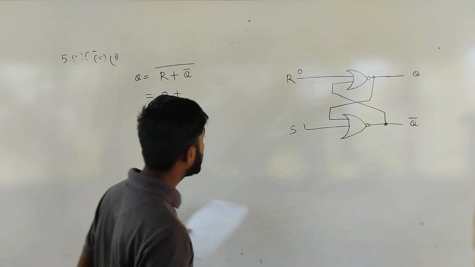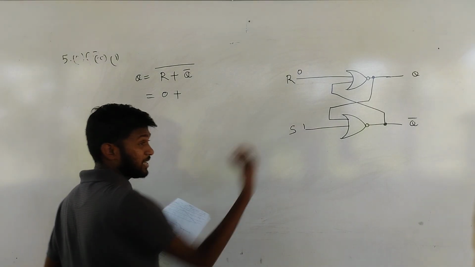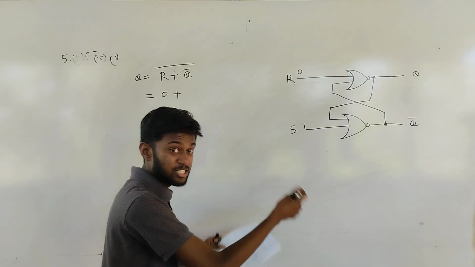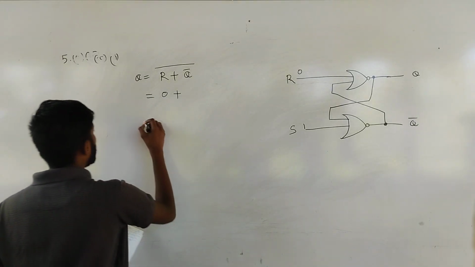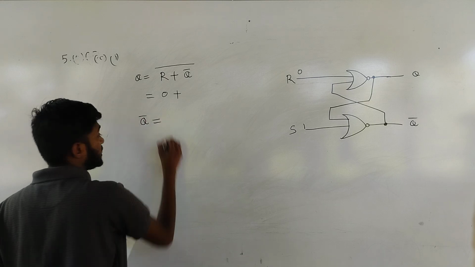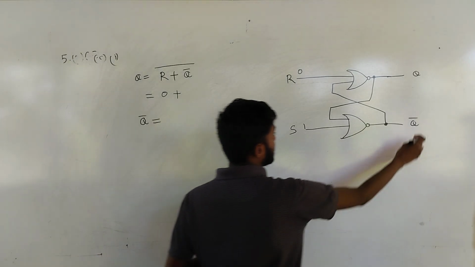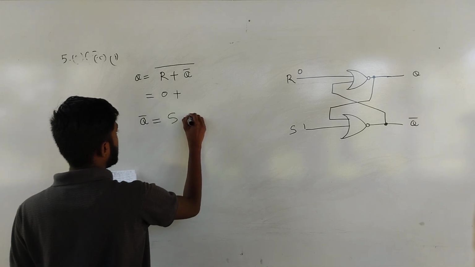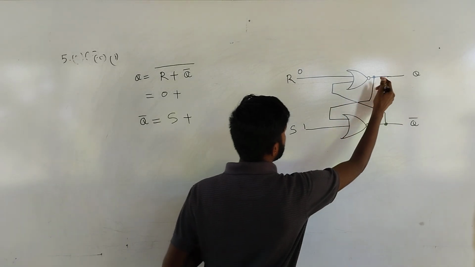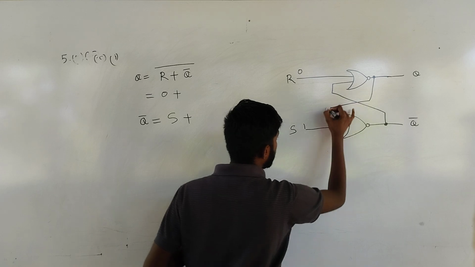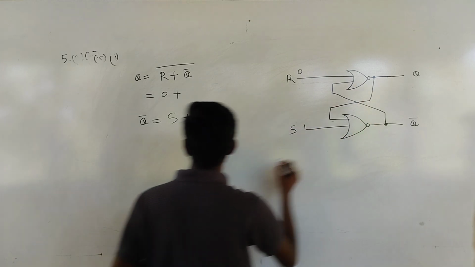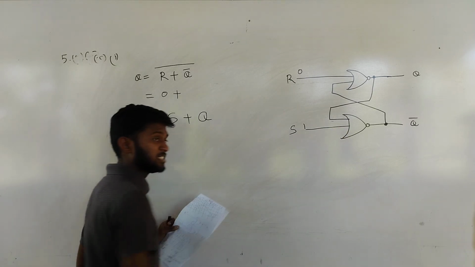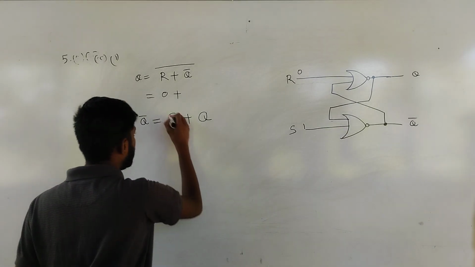So now let us go for Q bar and check it. Without finding Q, dear students, let us find Q bar. So if you know Q bar, the opposite is going to be Q, right? So Q bar is equal to what? S plus what? S plus this Q. You see Q is coming as the input here. S plus Q. This is not OR gate, this is NOR gate, so put a bar at top.